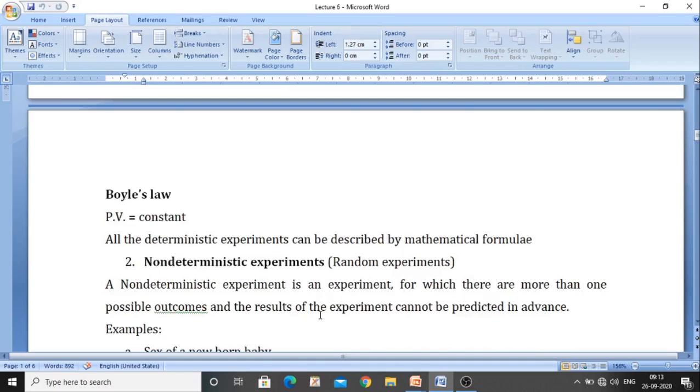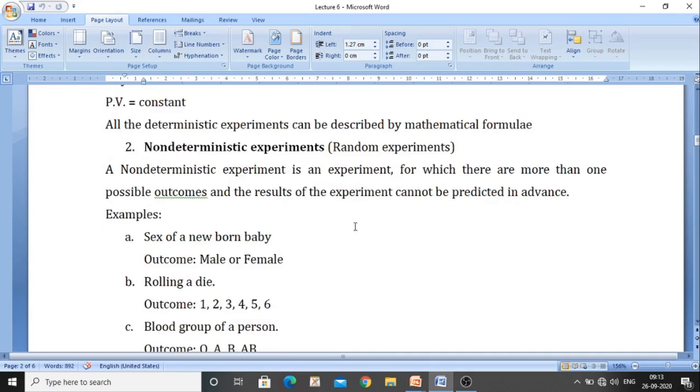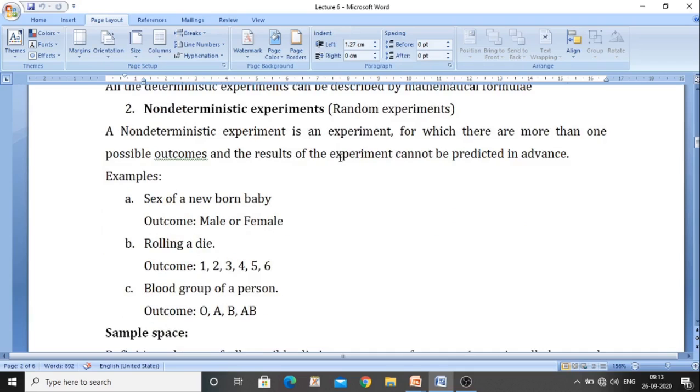Now the second one is the non-deterministic experiment. It is also called a random experiment. A non-deterministic experiment is an experiment for which there is more than one possible outcome, and the result of the experiment cannot be predicted in advance. Opposite of the deterministic, in which there is only one unique outcome, here there is more than one possible outcome. So it is also called a random experiment.